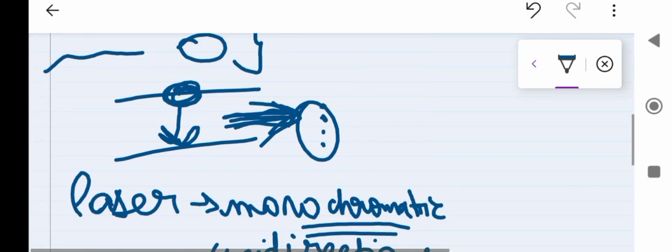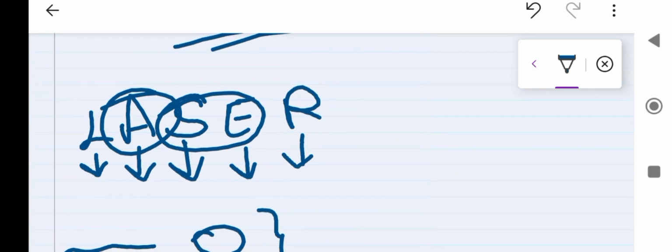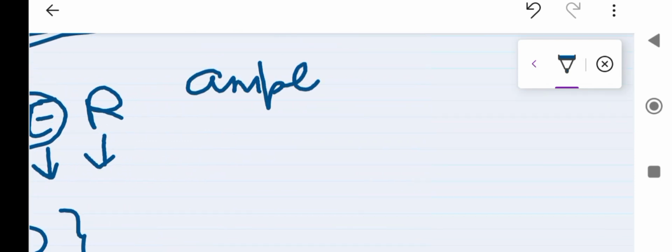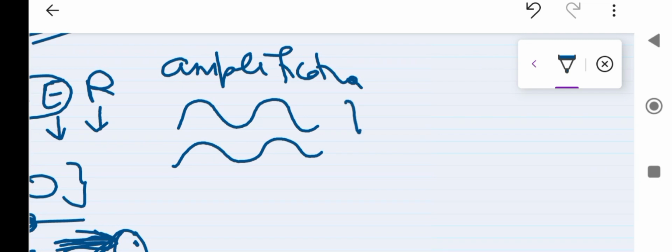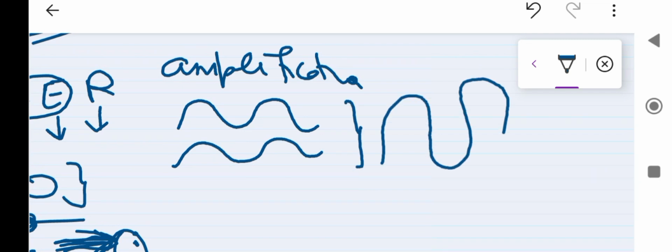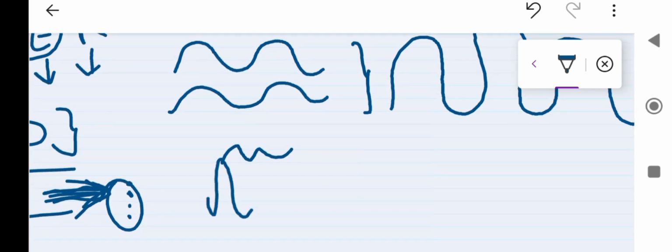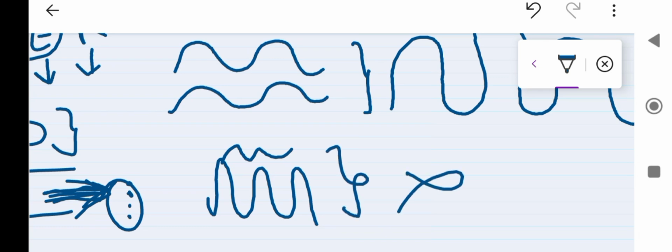Now one more term came up when I was explaining this, that is amplification. So let me say what is amplification. When light waves are in phase with each other, what do I mean? Suppose this is one wave and this is another wave. Let's say they're in phase. When they're in phase, they give a more amplified version. Ordinary light waves might be in different phases. One might be like this, one might be like this. So they are not in the same phase, and their amplification is not possible.